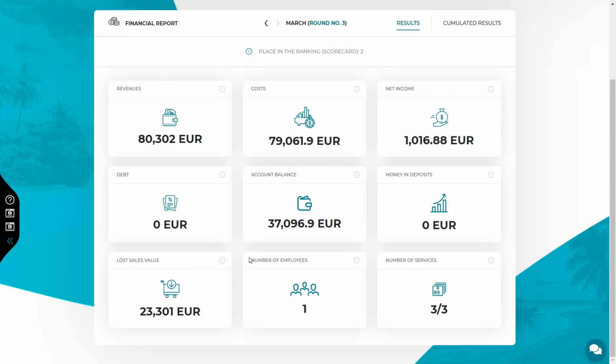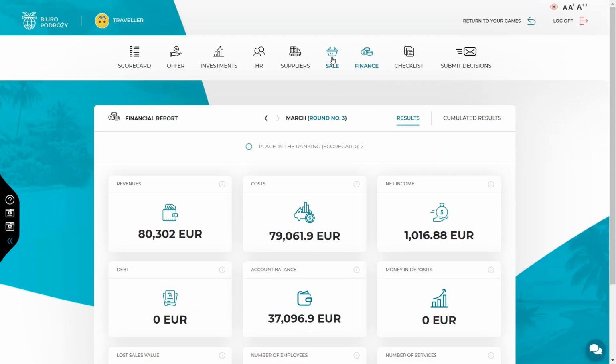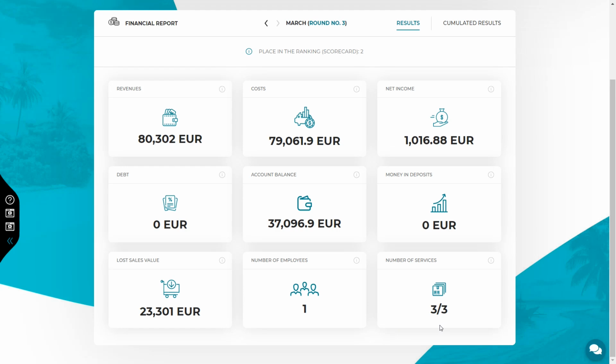The next tiles are the number of your employees and the number of services you had on offer in relation to the number of services available for the sales in the previous round. In the following months, there will be also a cumulative results section showing the same items in total since the beginning of the game.